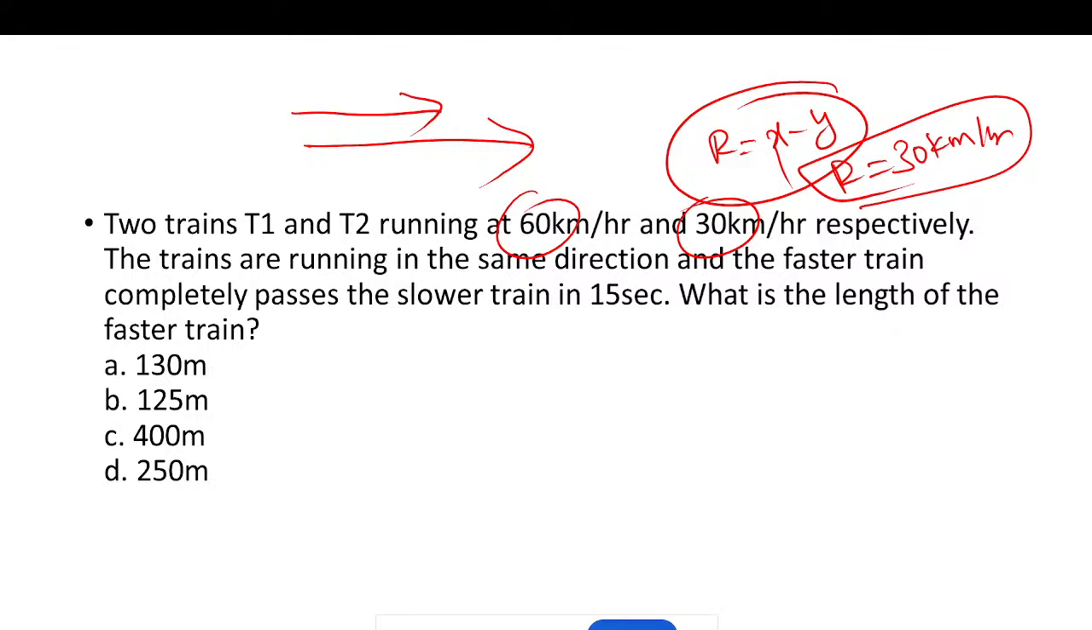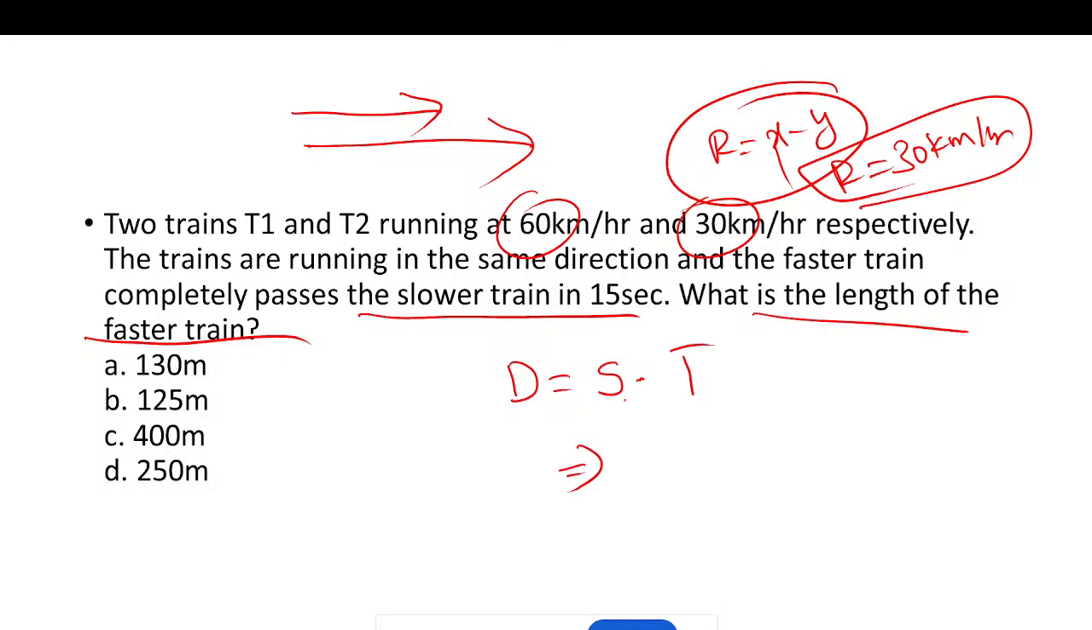train completely passes the slower train in 15 seconds. What is the length of the faster train? You have to identify the length of the faster train. Train length, faster train length, is nothing but a distance. Distance is equal to what? Speed into time. Already we found out the relative speed.